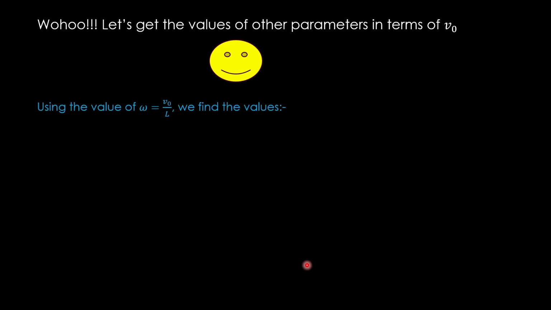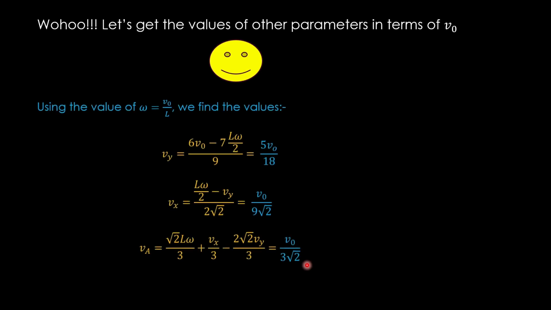So now we can get the values of all the other parameters like vy, vx and va in terms of v naught. So vy equal to 5 v naught by 18, vx equal to v naught by 9 root 2, va equal to v naught by 3 root 2. Okay, so we will be requiring all these values afterwards.